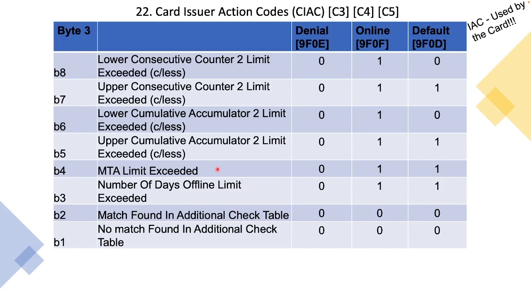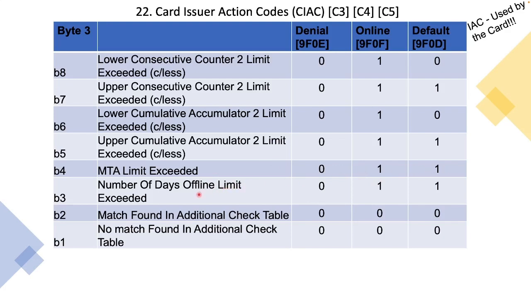MTA limit, maximum transaction amount limit exceeded. It's a limit that you can set on the card. It's unique to the M-Chip Advanced specification, and if that limit is exceeded, you can decide what action must be taken here.